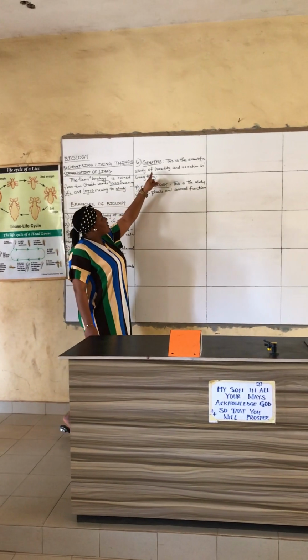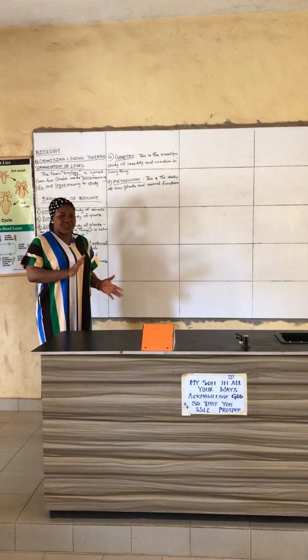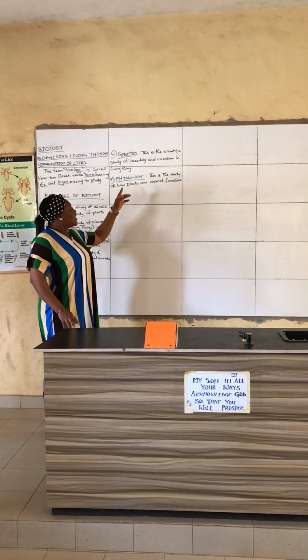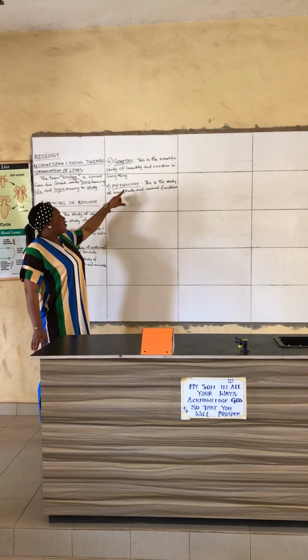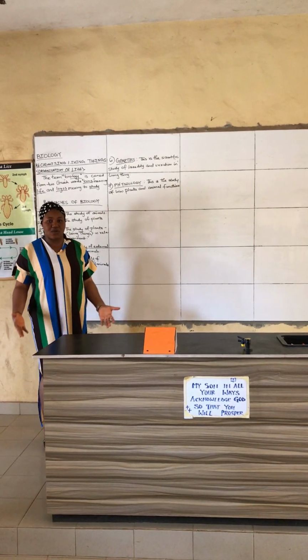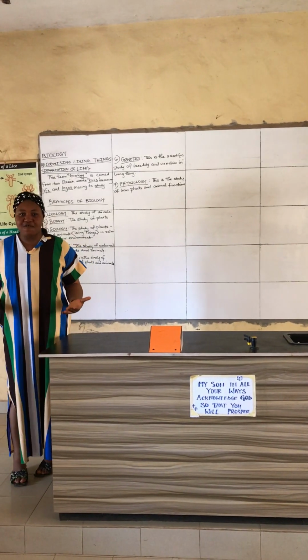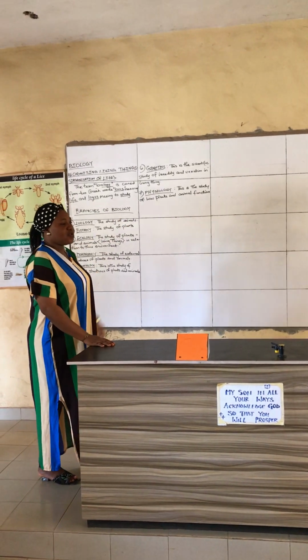Then we'll talk about genetics. We say that genetics is the study of heredity and variation in living things. Heredity and variation in what? In living things. Physiology is the study of how plants and animals function. When you start studying how plants and animals function, we are now talking about physiology.